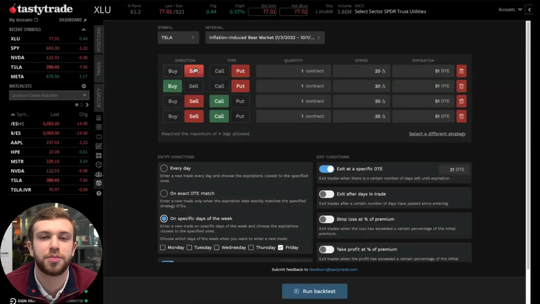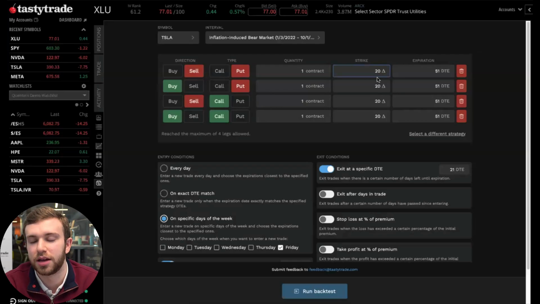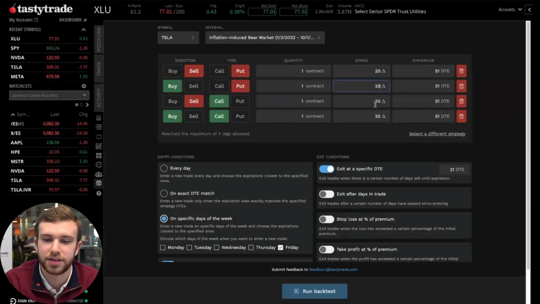And so for broken wing butterfly, this is a bit of a more complex strategy, which will be coming out on our tastytrade courses as well for the advanced strategies. And so if you want to learn how to do this, please check those out. And so you can change the direction to sell and buy, and then make sure you change the type to call and put. And so, for example, for the sell, let's do something like a 20 delta. And then on the downside, we can buy it back at 15 deltas.